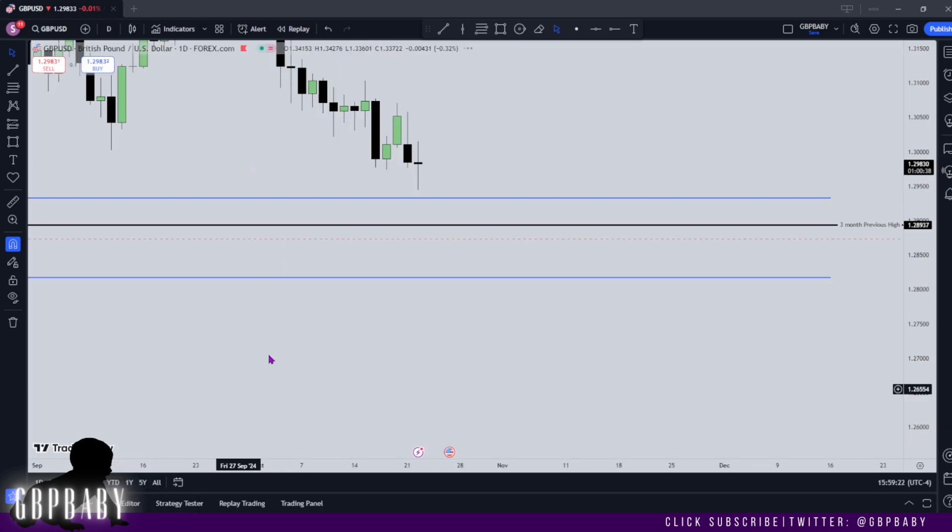Let's go to the daily, and you can see price being very bearish. Look how it's respecting bearish PD arrays. We traded up into that, and look at this beautiful displacement to the downside. I'd like to see a continuation of that as we move into the new day.